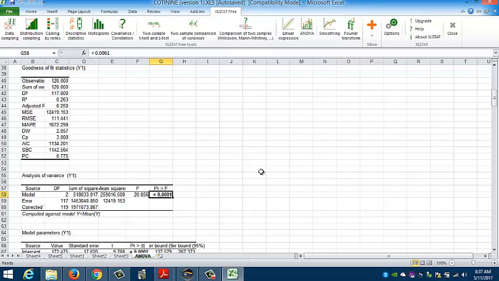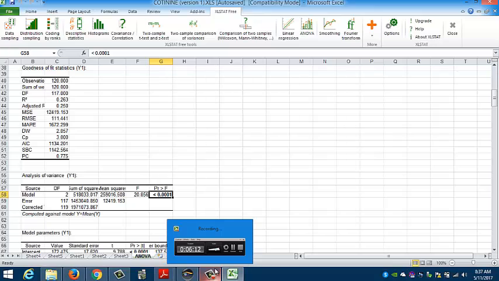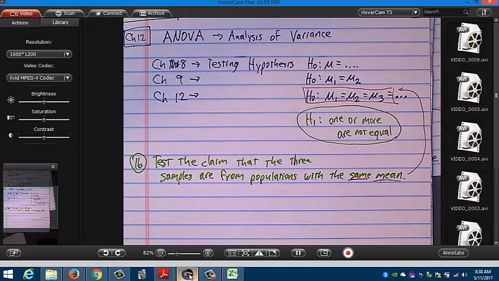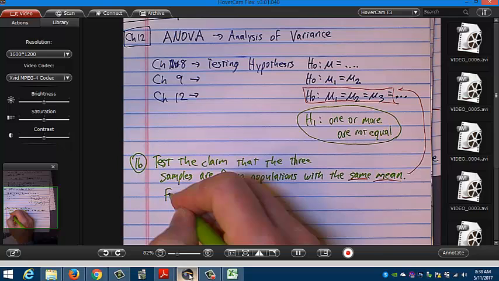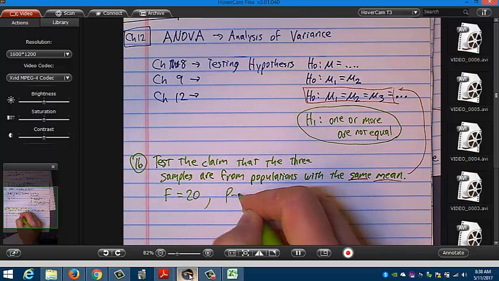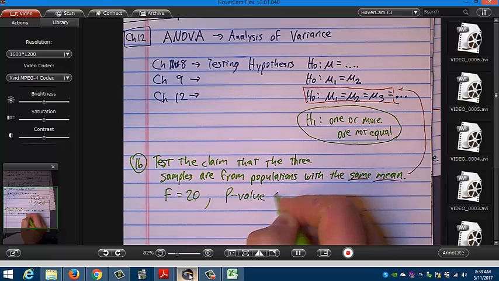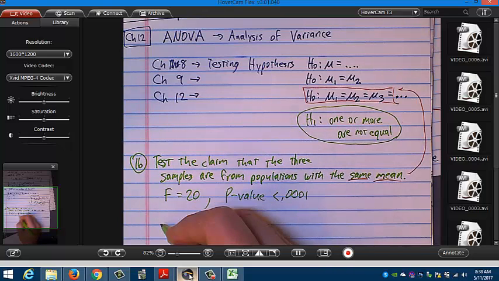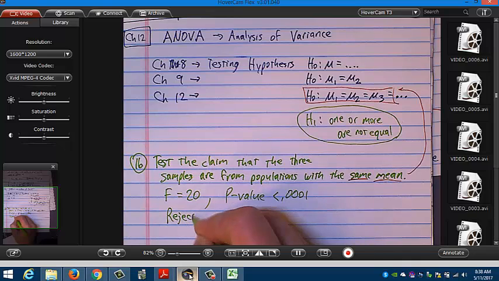And so, in particular here, we can say that we have sufficient evidence, right? Anytime we reject the null, we're going to start with that. So let me go to the paper again and write down exactly what I want to write. So again, we got F equals 20. The p-value is less than 0.0001. Okay, so we would reject H naught.